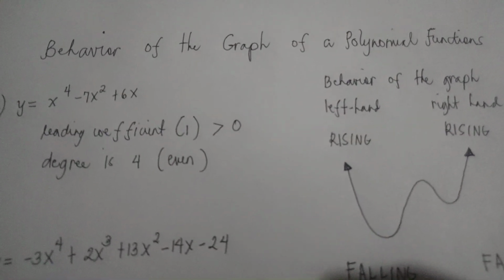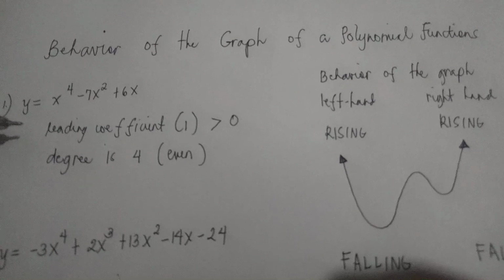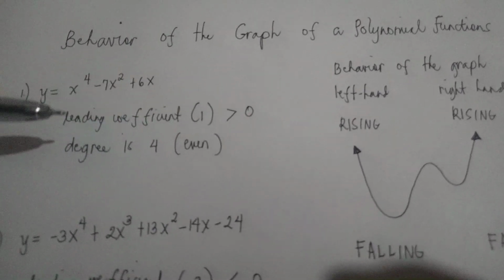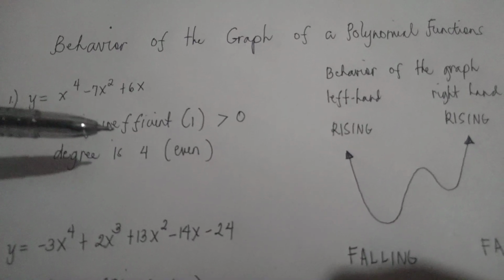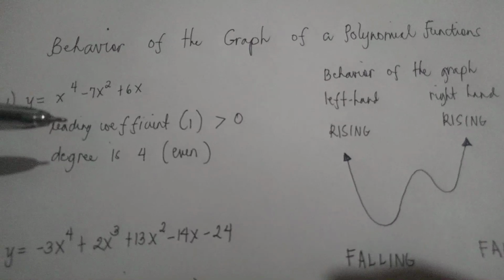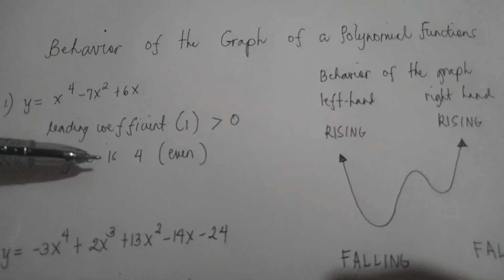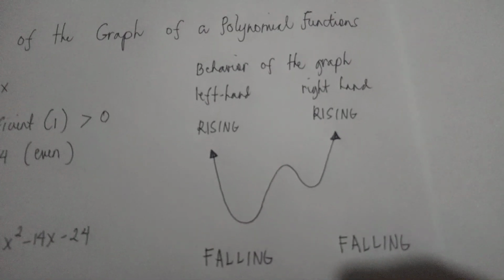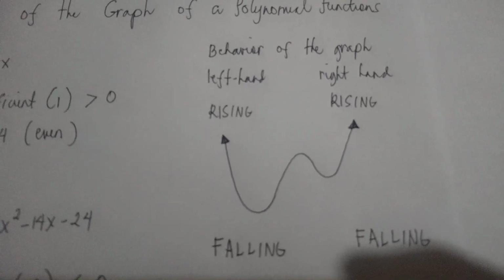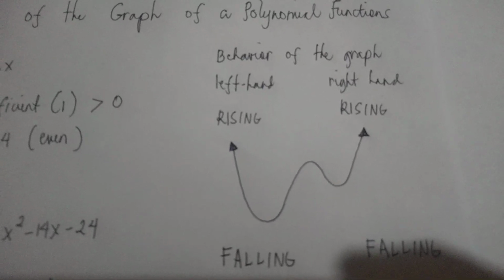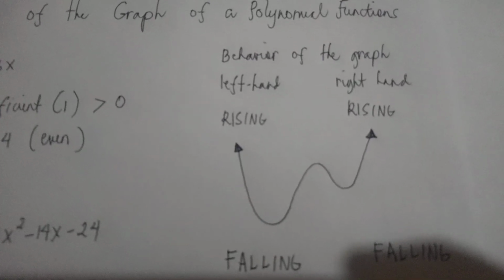The leading coefficient here is 1, and the degree is 4. Notice that the leading coefficient is greater than 0 and the degree is even. When we say even, these are the numbers divisible by 2. If the leading coefficient is greater than 0 and the degree is even, the end behavior of the graph is: the left hand is rising, the right hand is also rising. So, rising. In some other books, instead of rising, they use increasing.